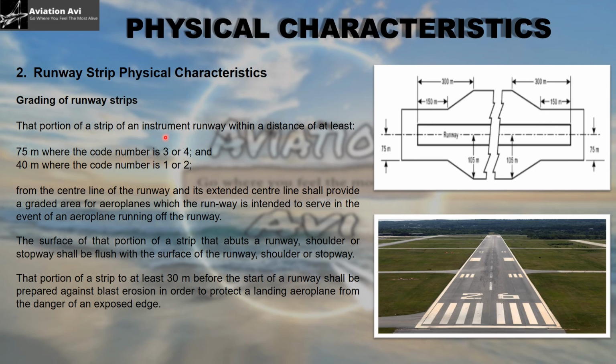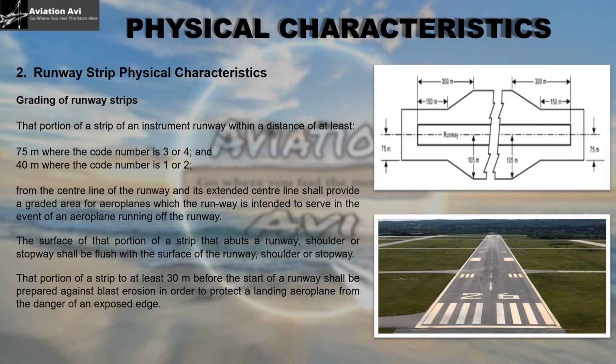Now, the portion of the runway strip for an instrument runway, which includes both precision and non-precision approach runway, shall be graded to a distance of at least 75 meters for a code number 3 or 4. Imagine this is a code 3 or 4 runway. So this graded portion of the runway strip should extend to a distance of 75 meters from the center line and also the portion of the extended center line. Now, for a precision approach runway, this distance of 75 may be increased to 105 from a distance of 150 meters from the runway end. This width of 75 meters gradually increases to 105 meters. This is a recommendation in order to enhance safety of aircraft operations in case the aircraft runs off the runway.